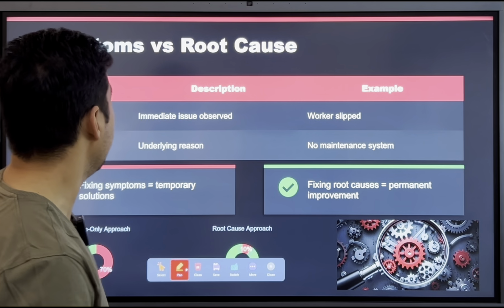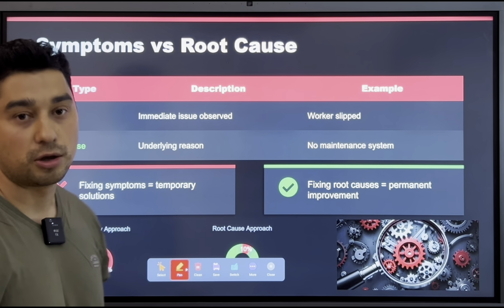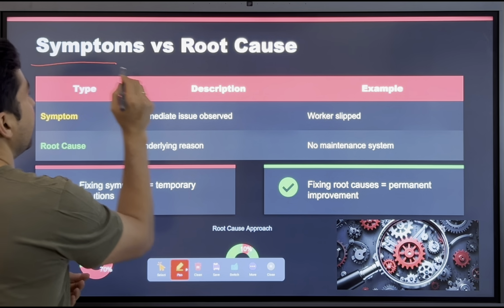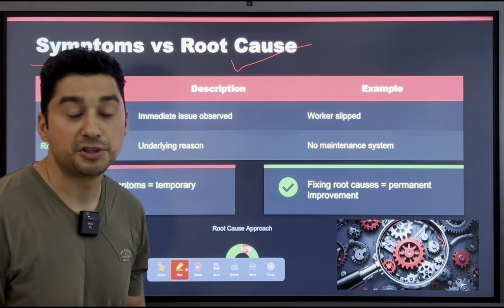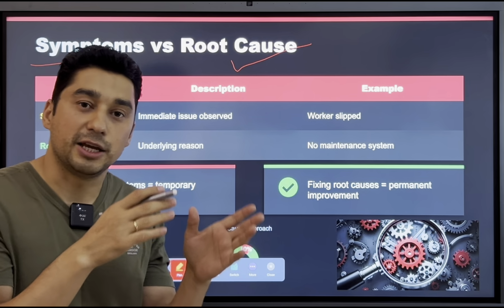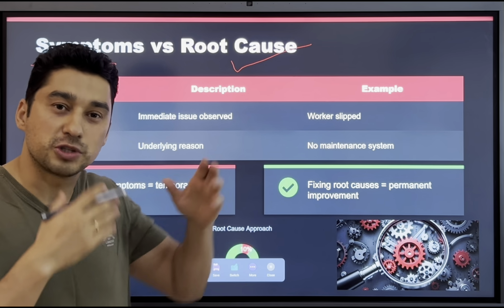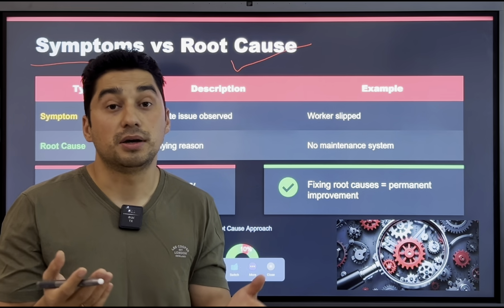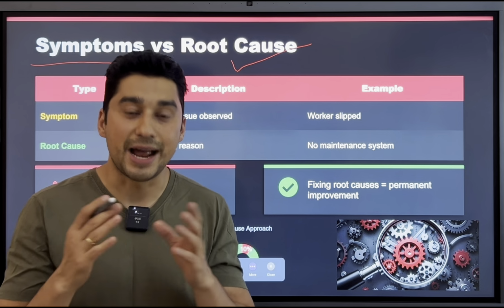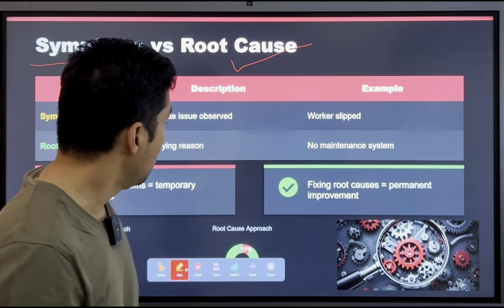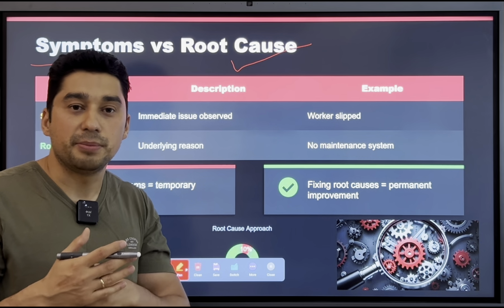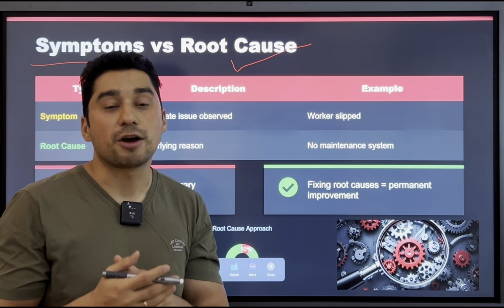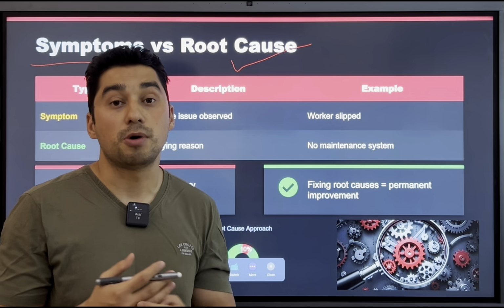The next one we have here is symptoms versus root causes. Most organizations fix only the symptoms rather than the root causes, which is very wrong. A symptom is what you see, like a worker slipping on the floor. But why did the worker slip on the floor? That root cause we need to identify. The root cause is the system failure behind it, and if you are not identifying it, there is a problem. Lack of maintenance could be one of the causes of the slipping.